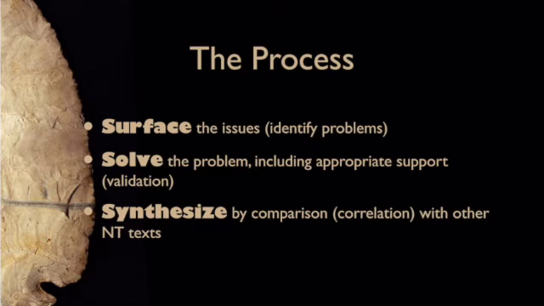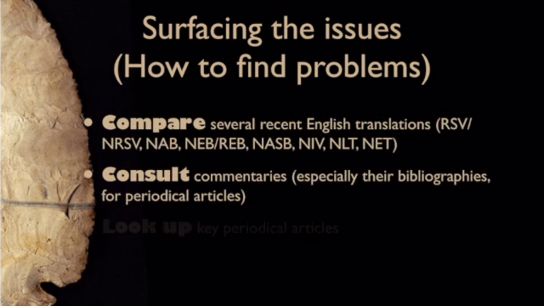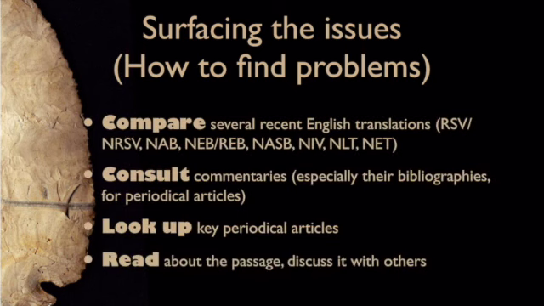And then lastly, we want to synthesize by comparing or correlating the problem that you have in a particular text with other New Testament texts. So that's really what we're doing. Now, our first part, surfacing the issue: how to find problems. There are a number of different ways that you can surface the issue. The first way is just to compare some good English translations.